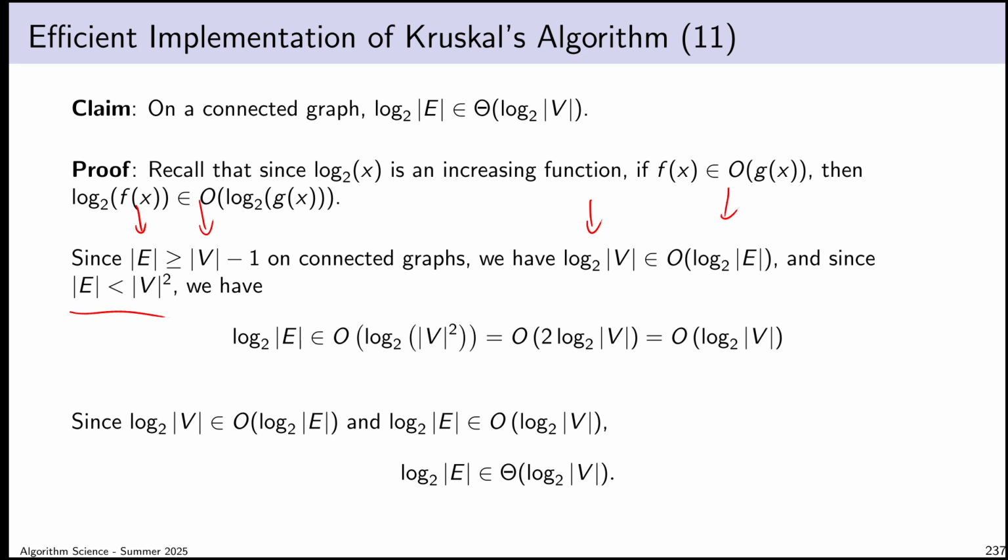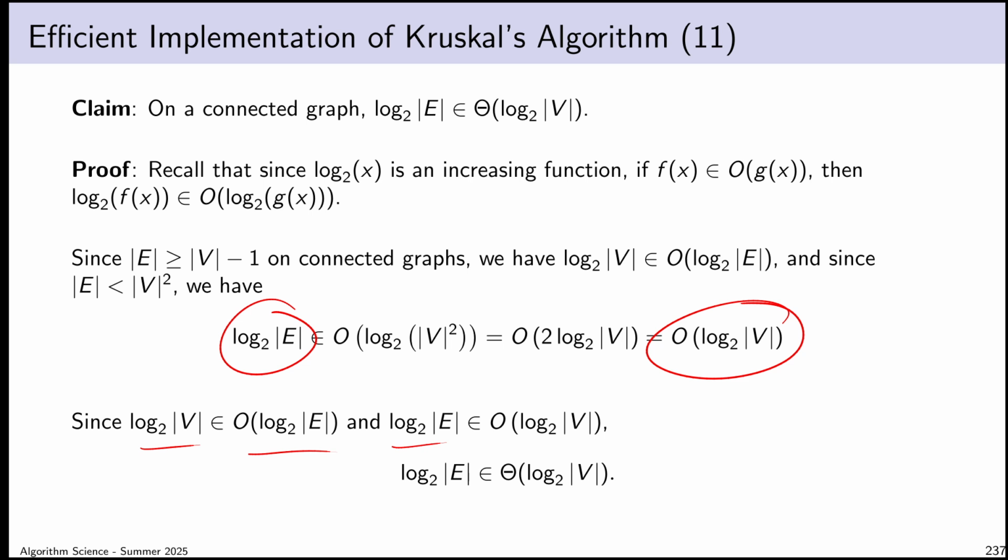Okay. We also know that E is less than V squared under all circumstances. So log of E is big O of log of V squared. And then we stare at V squared for a minute and we realize this is where the logarithm shenanigans happen. We see that squared and realize we can pull it out and we end up with this. So what we've actually shown is that log of E is big O of log of V. So we have that log of V is big O of log of E is big O of log of V, so they're both big theta of each other.